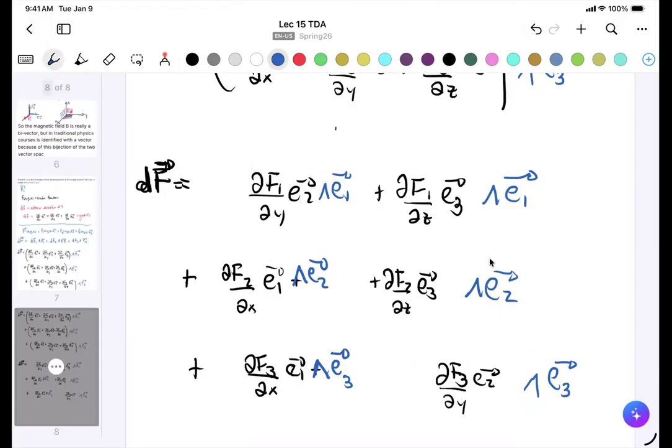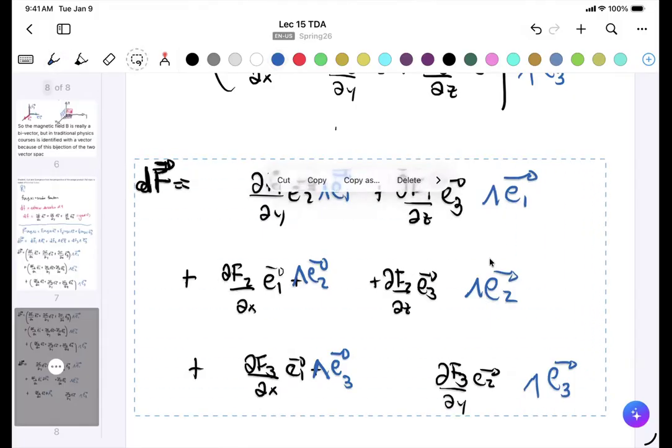How are we doing? And now really comes the fun part, because you have six terms, right? But you can factor two at a time because, for example, E1 wedge E2 and E2 wedge E1 are basically the same except for the minus sign, right? So I'll group them in pairs, and then you'll see the miraculous thing that happens.